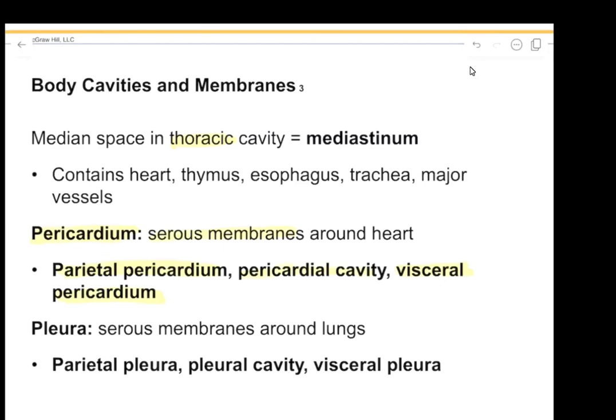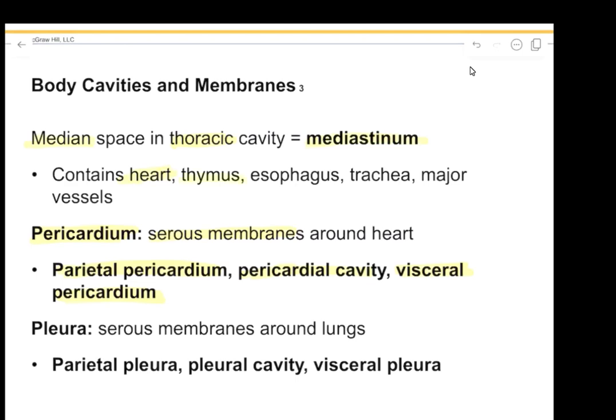Now, including the heart and the region superior to the heart is a cavity called the mediastinum. It's a median space. Notice median is not the same thing as medial. So that's important for you to remember. The mediastinum contains the heart. Also, superior to the heart, or directly on top of the heart, is the thymus.